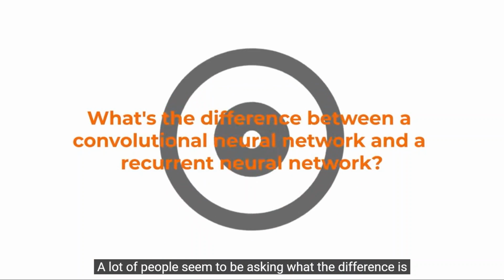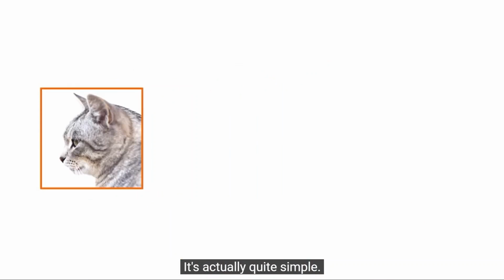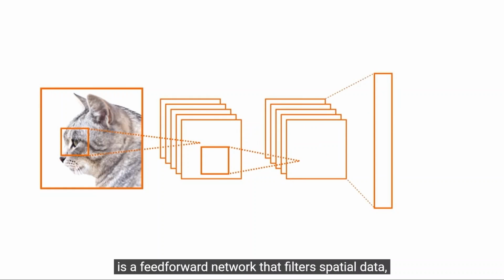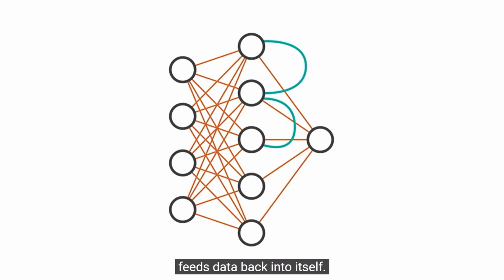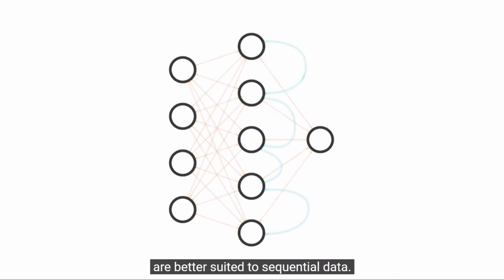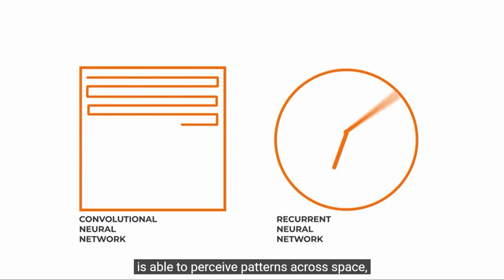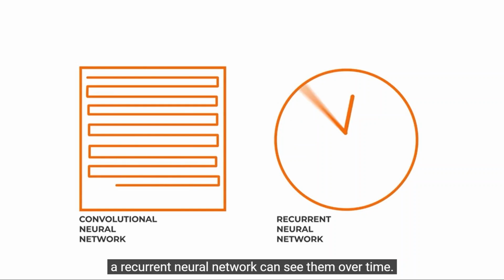A lot of people seem to be asking what the difference is between a convolutional neural network and a recurrent network. It's actually quite simple. Whereas a convolutional neural network is a feed-forward network that filters spatial data, a recurrent neural network, as the name implies, feeds data back into itself. From this perspective, recurrent neural networks are better suited to sequential data. Think of it like this. A convolutional network is able to perceive patterns across space. A recurrent neural network can see them over time.